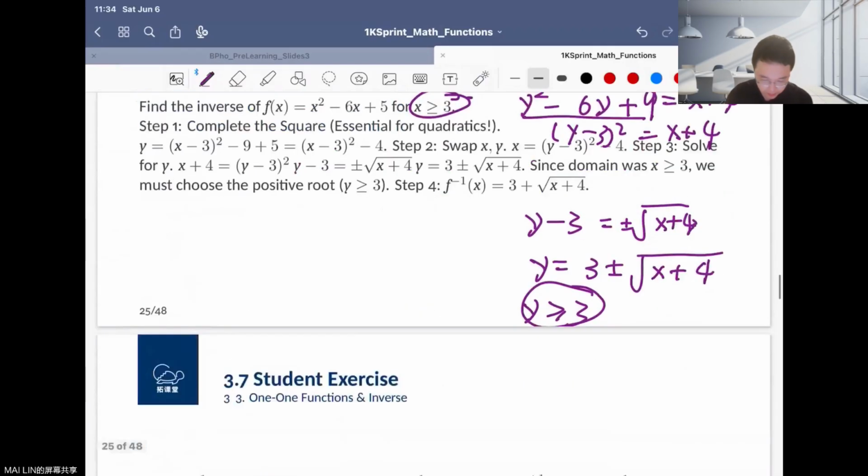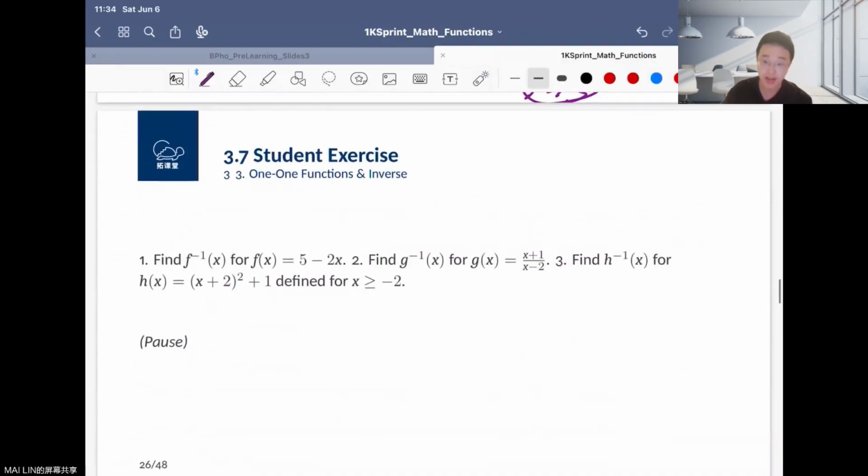That is it. And here are your exercises. So if you want to try yourself, you can pause the video and do it. But if you want to follow with me, you can keep on going, okay?